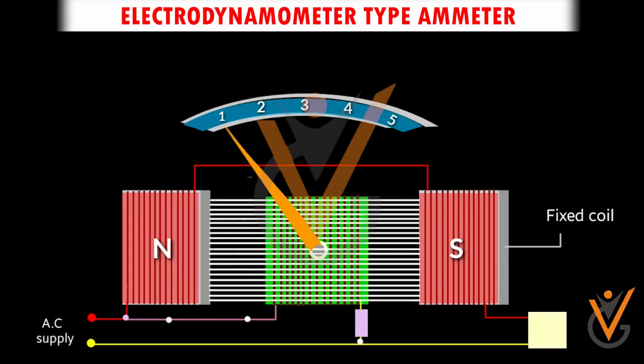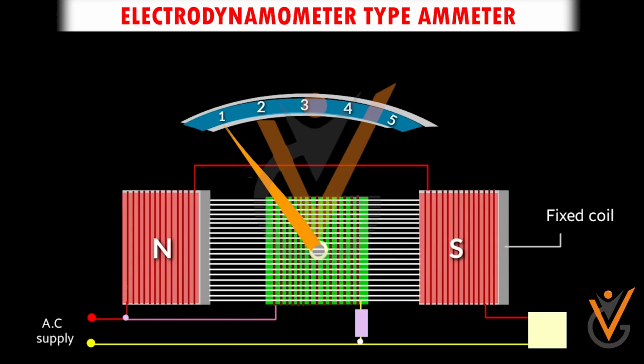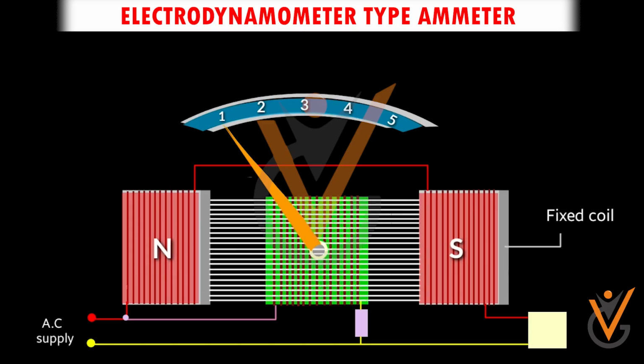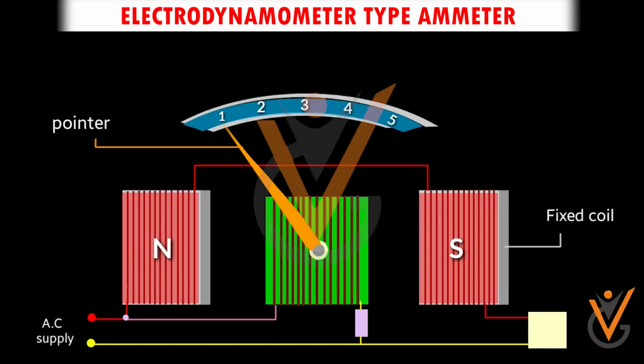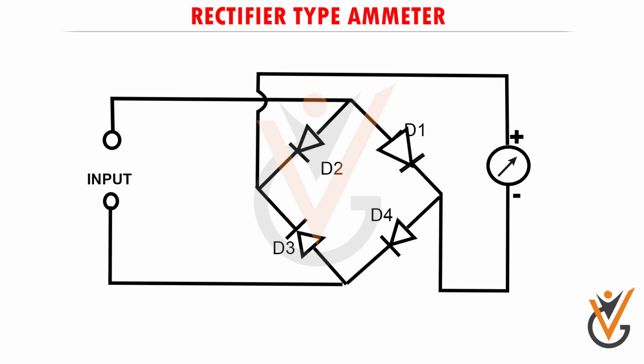Electrodynamometer type ammeter. These types of ammeters are very accurate and are used to measure both AC and DC. Unlike other types, it consists of two coils and is a transfer type equipment. Rectifier type ammeter. This type of ammeter is used to find only alternating current magnitude in the circuit. These types of ammeters use diodes in a rectifier arrangement along with a magnetic coil.